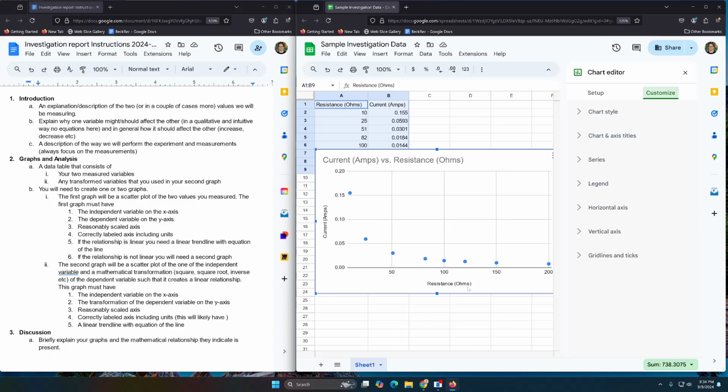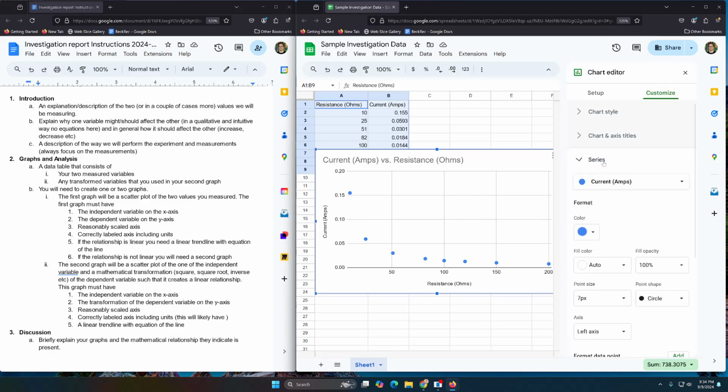If you think the relationship is linear, in other words, as one of them increases, the other one either linearly increases or decreases, we would need to add a trend line. I think this is pretty clear that this is not a linear relationship just from looking at it, but we're going to add it anyways just to show.